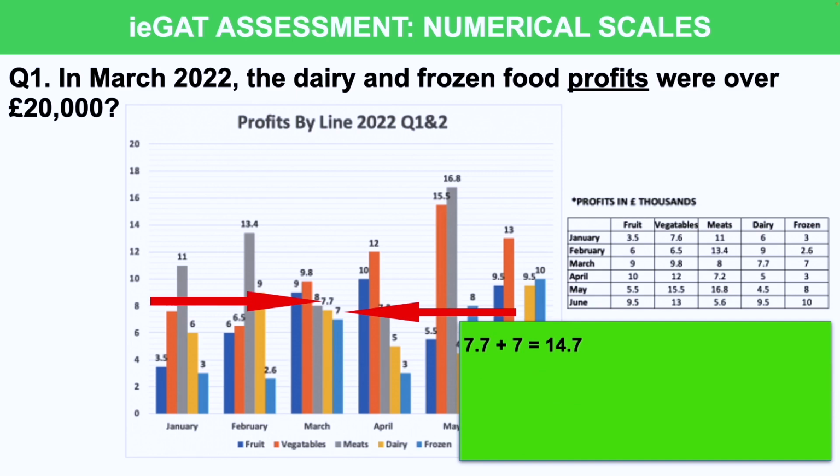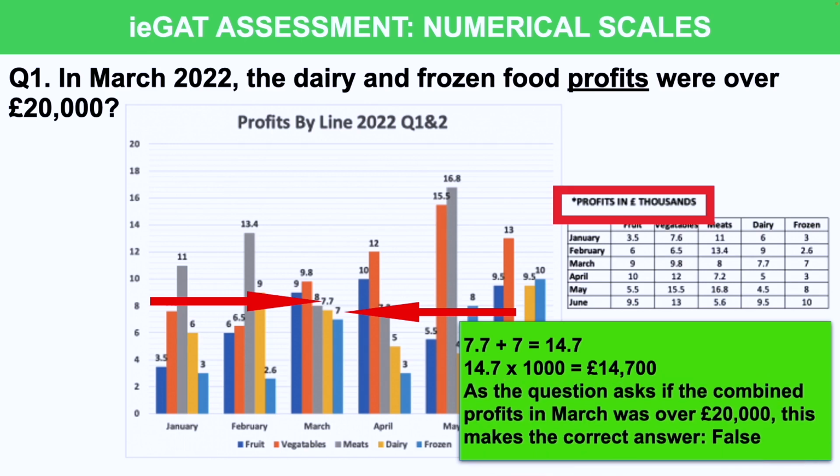Now look very closely here. We can see that it states that the figures are represented in the thousands of pounds. So to get the answer, we need to times 14.7 by 1,000, which gives us a figure of 14,700. As the question asks if the combined profits in March was over £20,000, this makes the correct answer false.